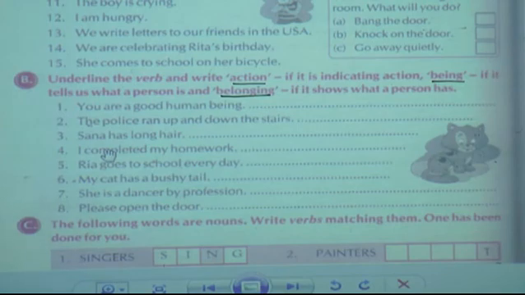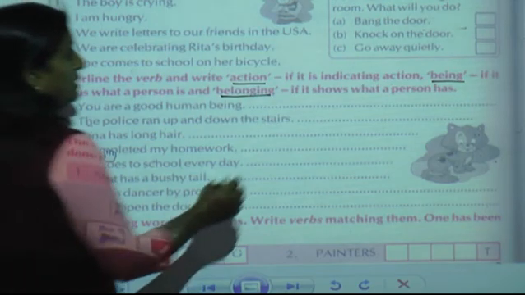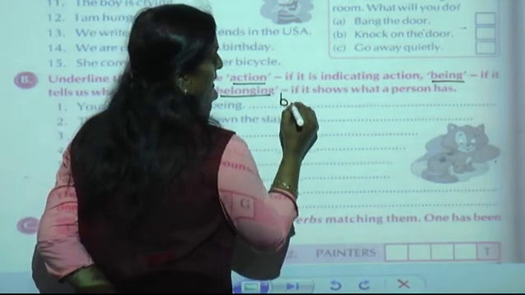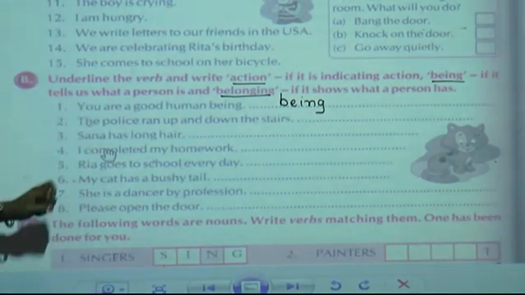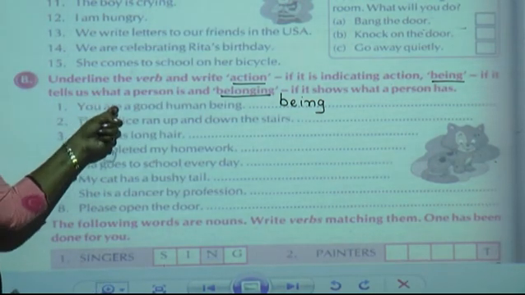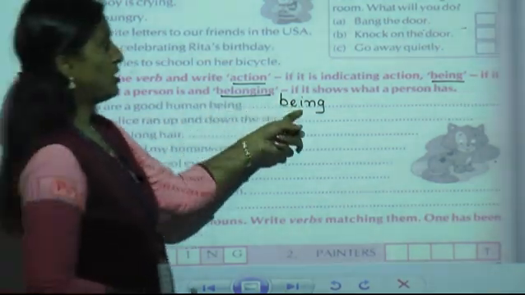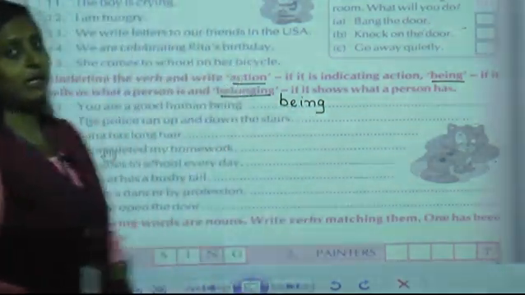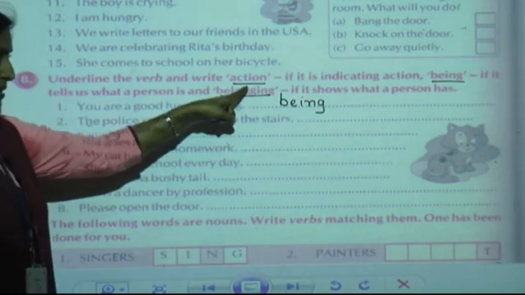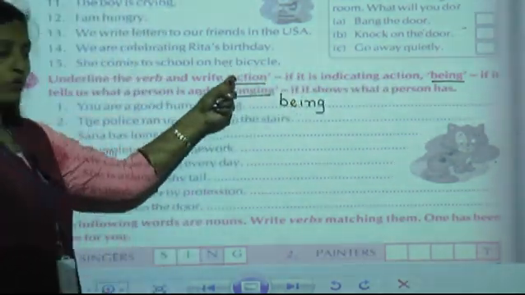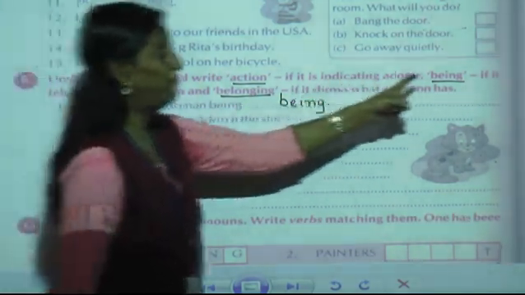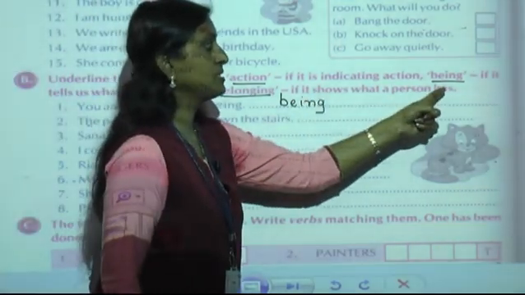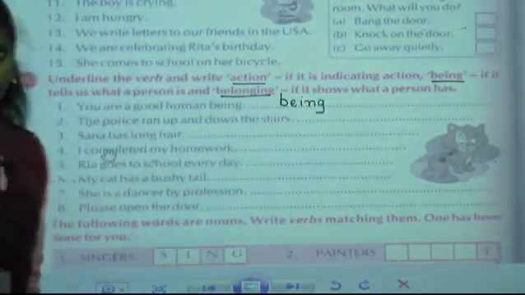Ready, students? Okay. You are a good human being. It shows how a person is. So we will write B-E-I-N-G. It tells us how a person is, what a person is. You are a good human being. So I am going to write here being. Again I will repeat the instruction, students. If it is indicating action, you have to write action. If it shows what a person is, then you have to write being. And if it shows what a person has, meaning belonging, then you have to write belonging.